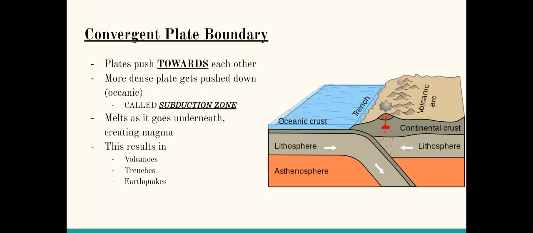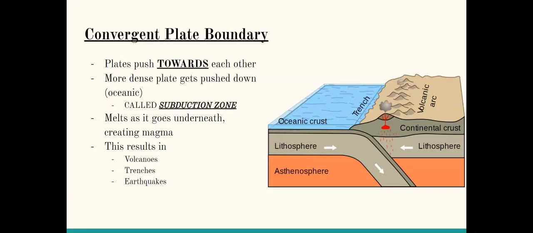Now, our first type of plate boundary is called a convergent plate boundary, and this is where two different plates move towards each other. Now, when it's two different types of crust, what's going to happen is that the more dense plate is going to actually be pushed down because of the force. This is called a subduction zone.